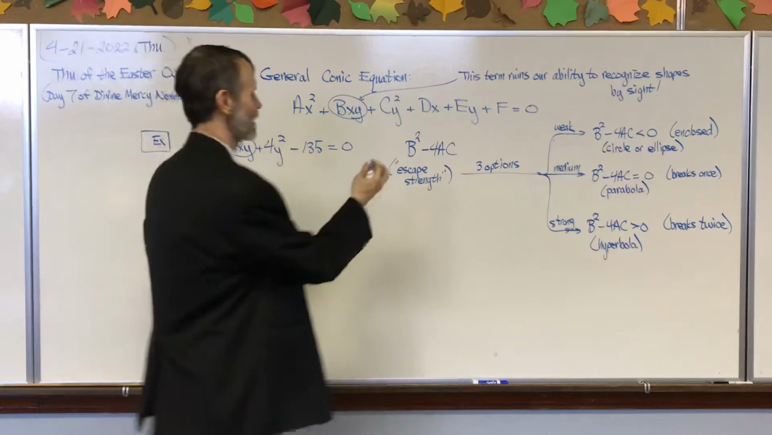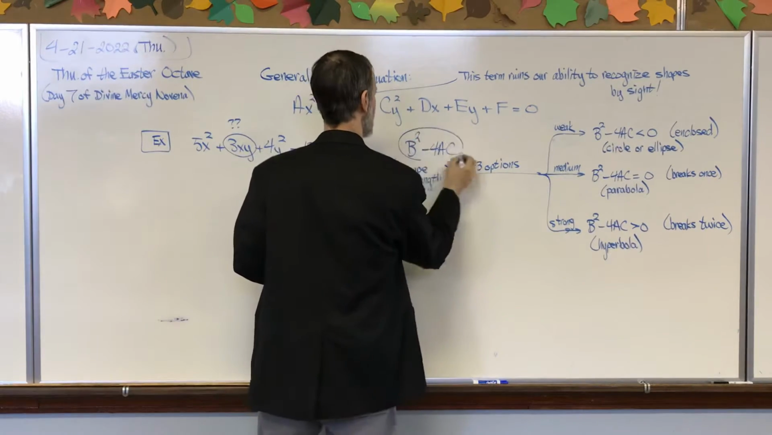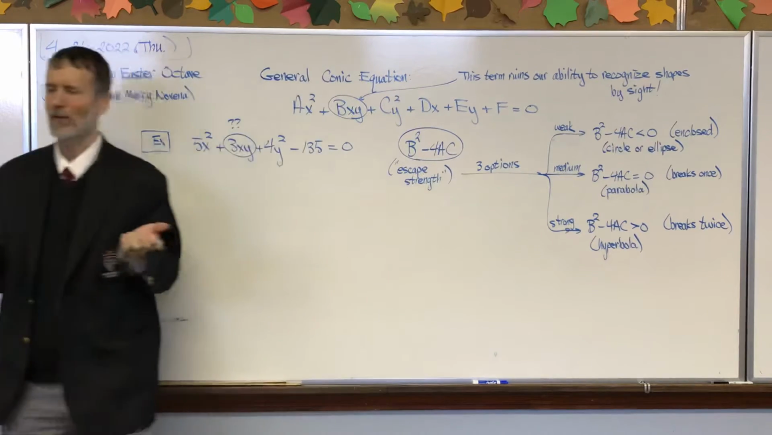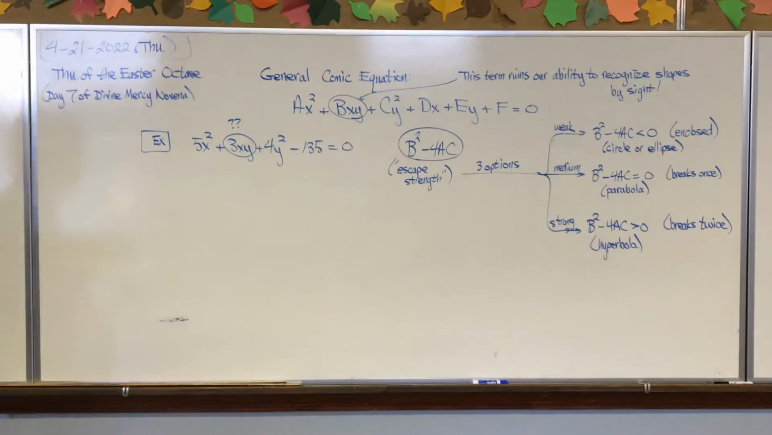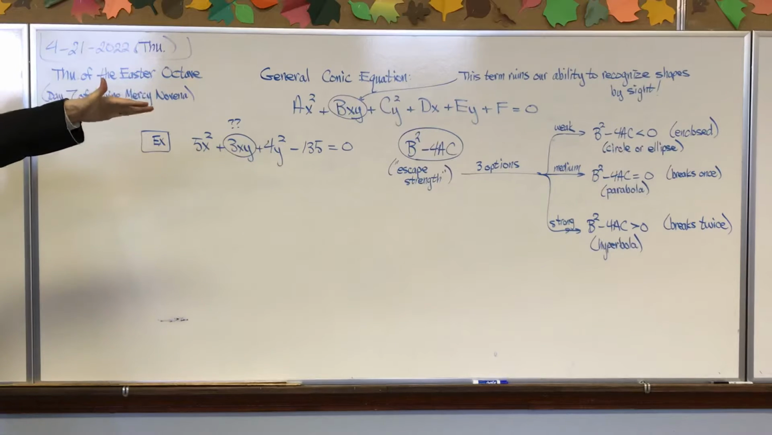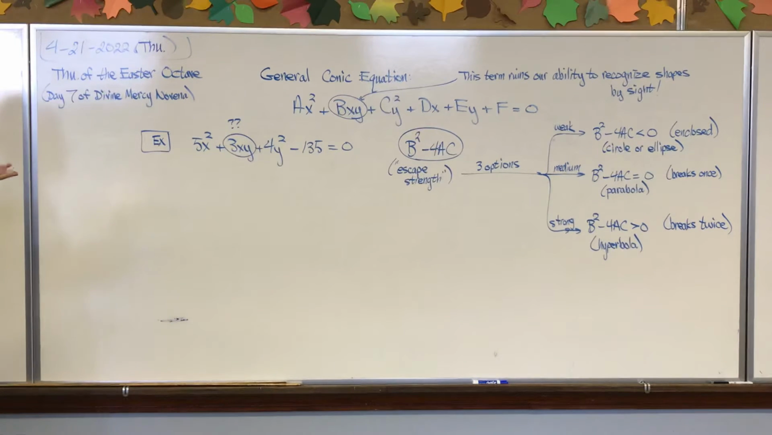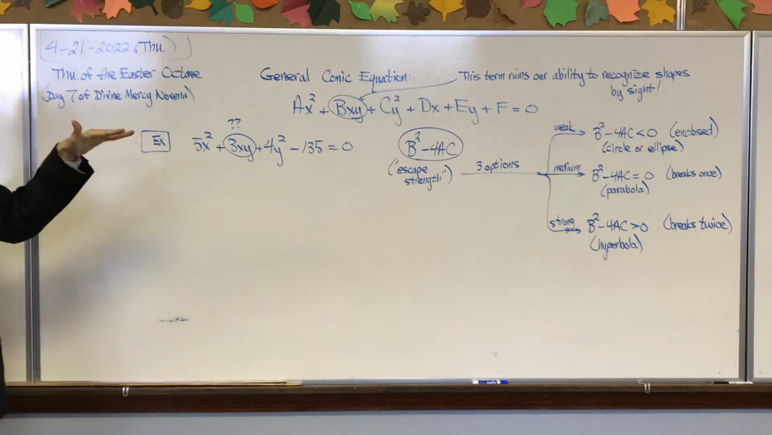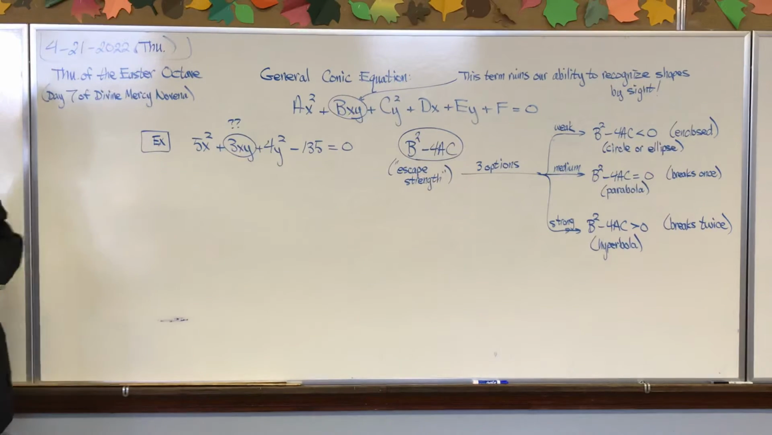So that's the first diagnostic. Run b squared minus 4ac and see what kind of shape you're dealing with. If it's the first category, you'll have another choice to make. Is it a circle or an ellipse? If it's the second choice, you know it's a parabola. If it's the third choice, you know it's a hyperbola.